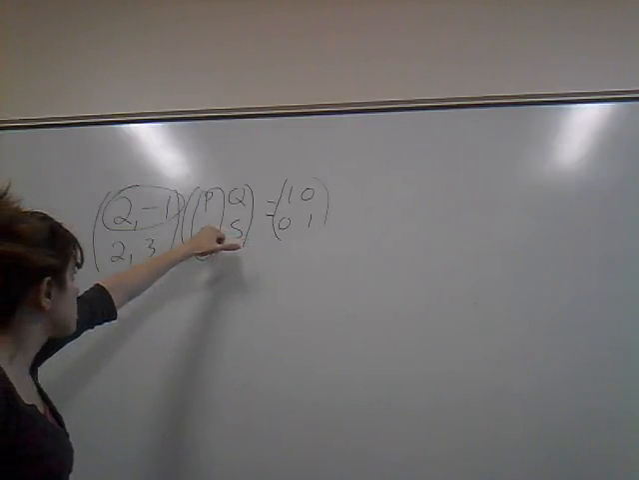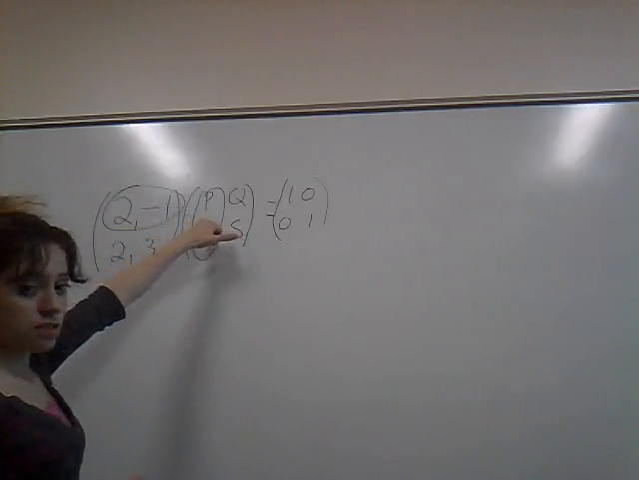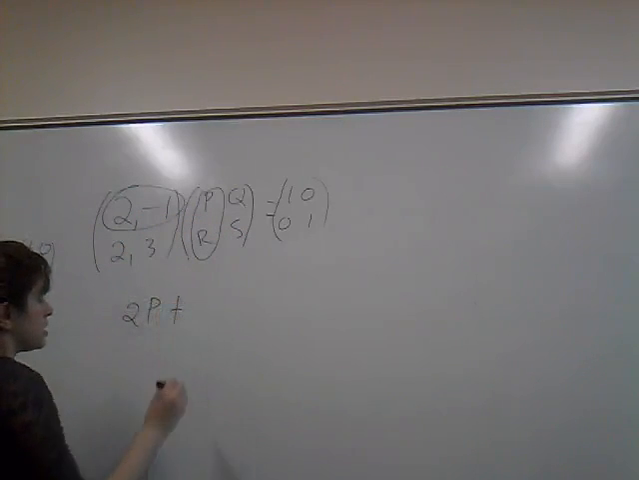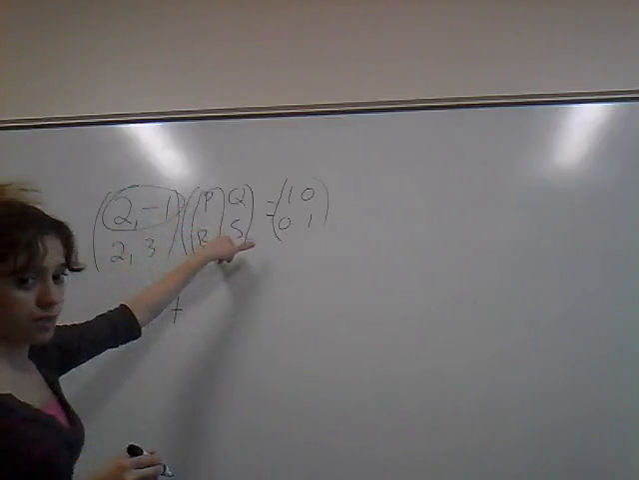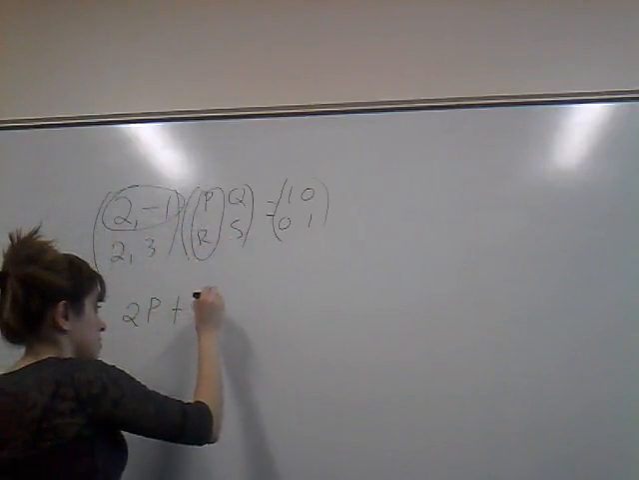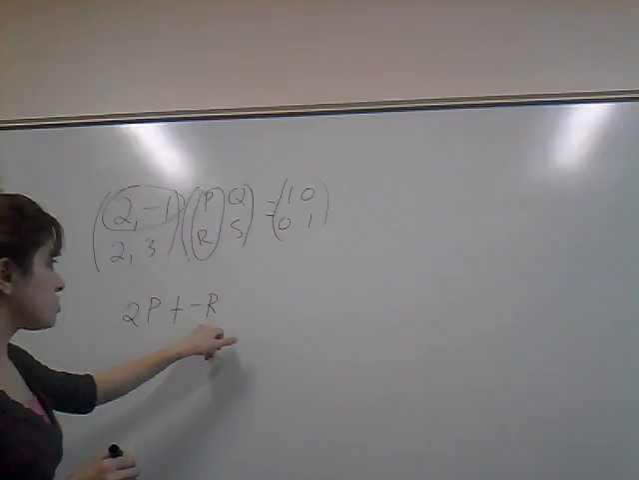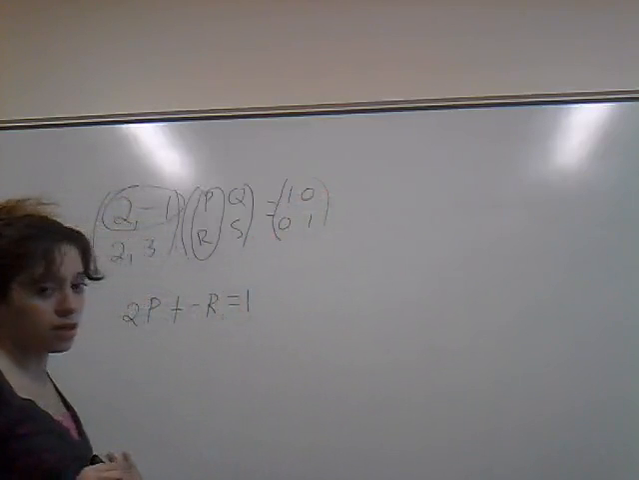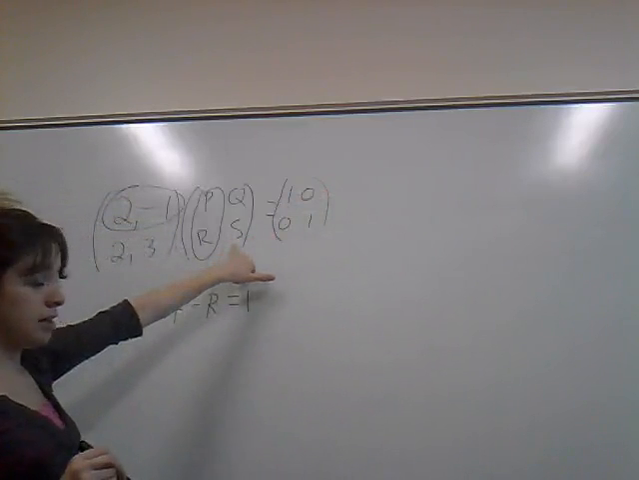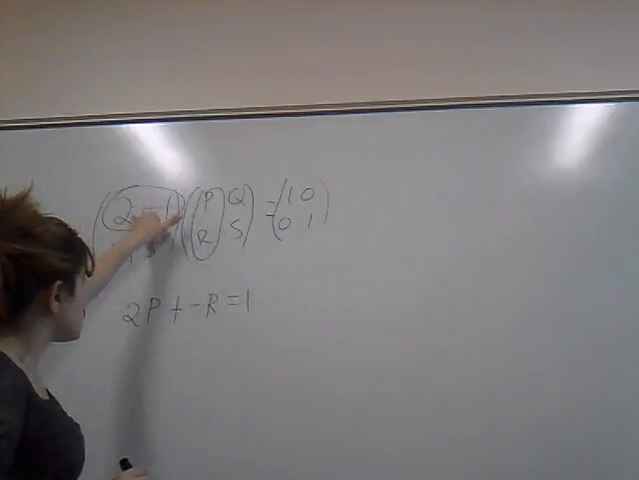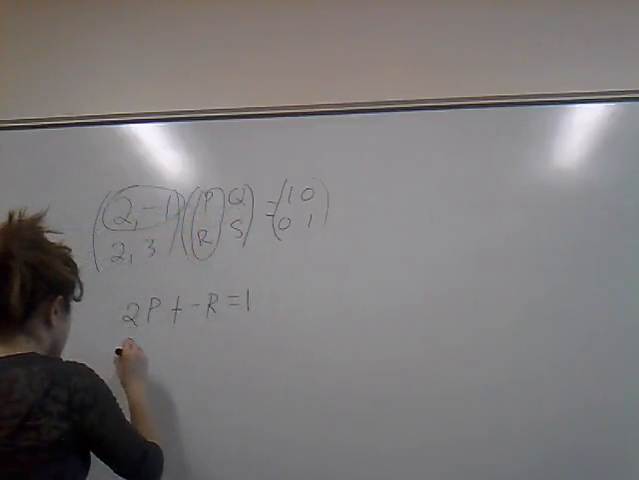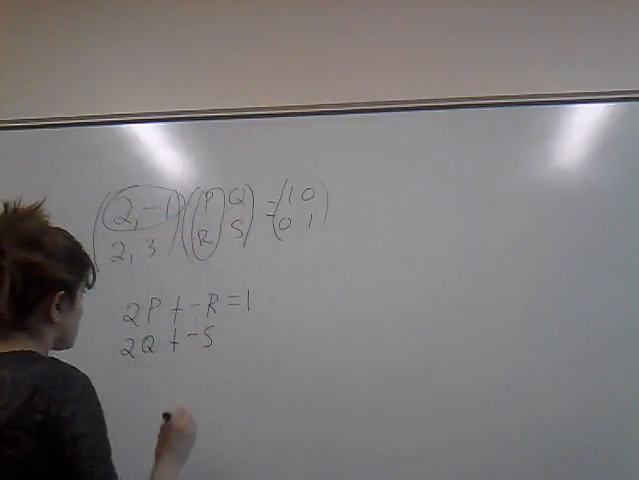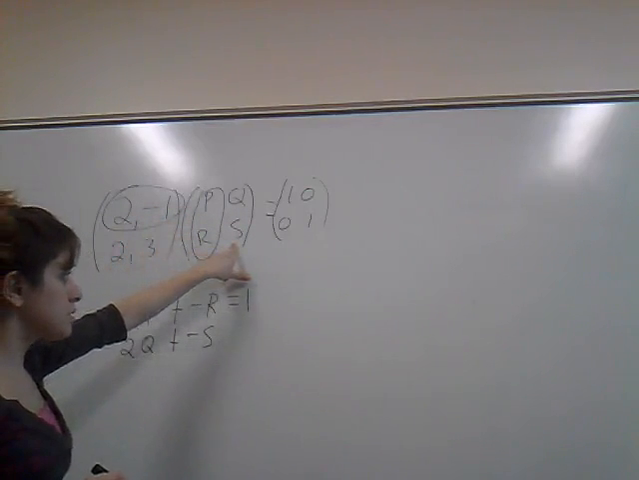So for instance, the calculations for this would be 2p plus -1 times r, which is just negative r. And then it's going to be equal to 1. Then we do it again for the next column: 2q plus -x. And this one is going to be equal to 0.